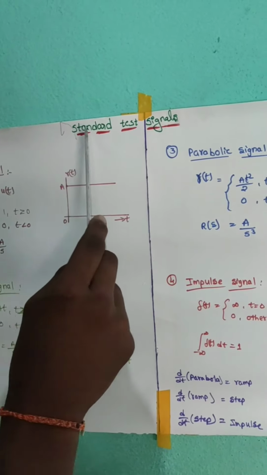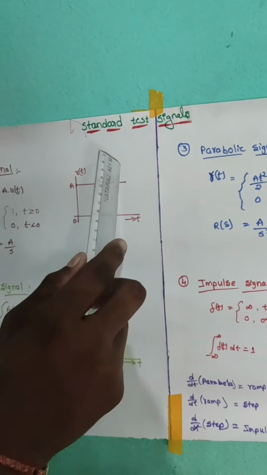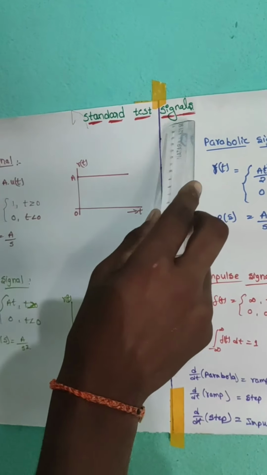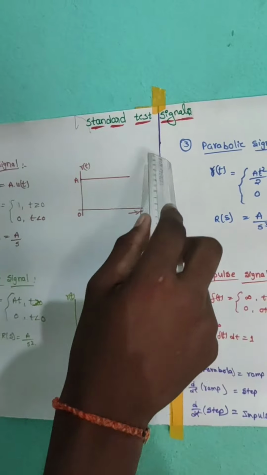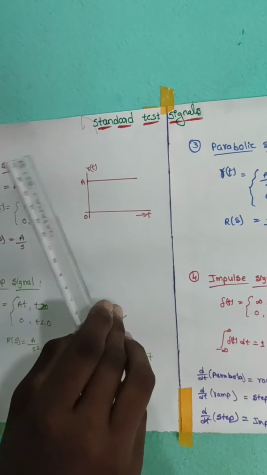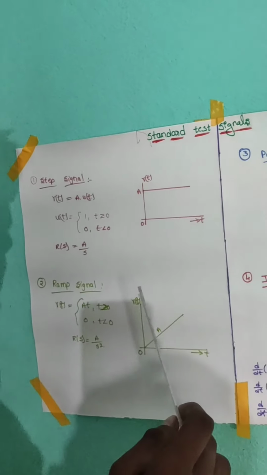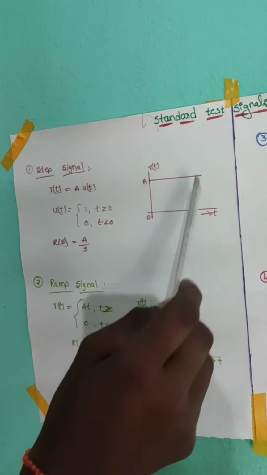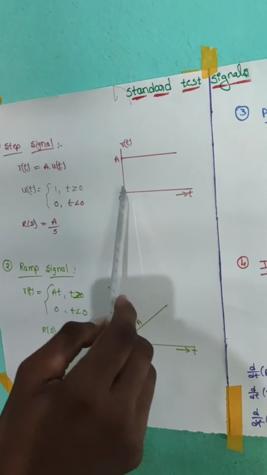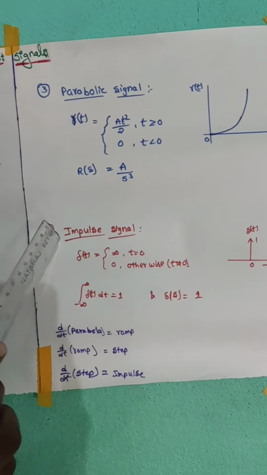The third one is the standard test signals for control systems. The test signals are used to test the performance of a control system. The characteristics of test signals are sudden change, sudden shock, constant velocity and constant acceleration. Here the four basic test signals are the step signal, ramp signal, parabolic signal, and impulse signal.